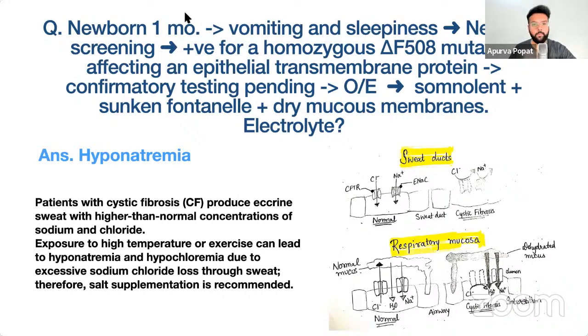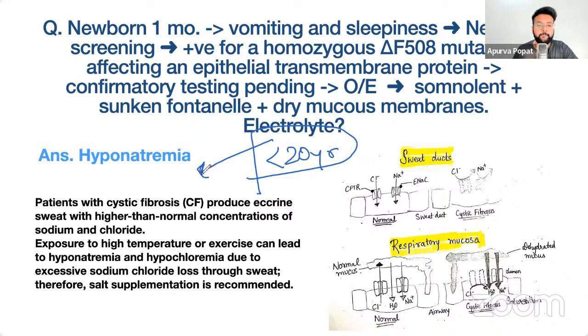By the way, quick fact check: if the cystic fibrosis patient is getting recurrent pneumonia in less than 20 years of age, which is the most common organism which can cause pneumonia in patients of cystic fibrosis when the age is less than 20 years? Strep pneumonia? Staph aureus. It is Staph aureus.